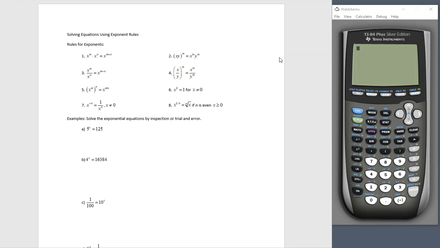Hello, and welcome to Solving Equations Using Exponent Rules. These examples are of an intermediate algebra level. Let's take a look at rules for exponents.